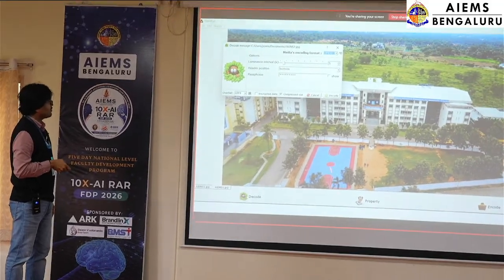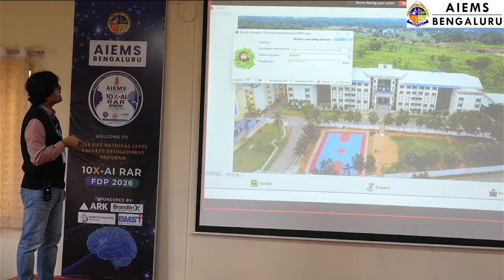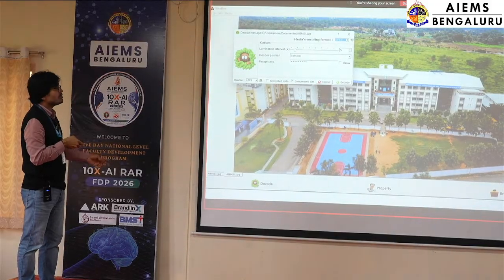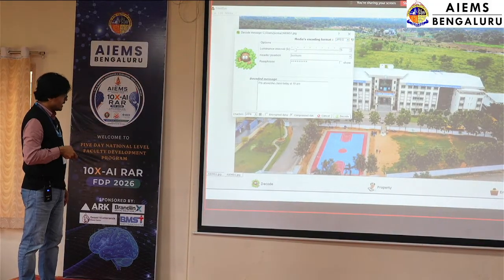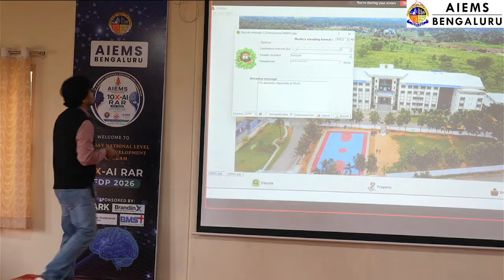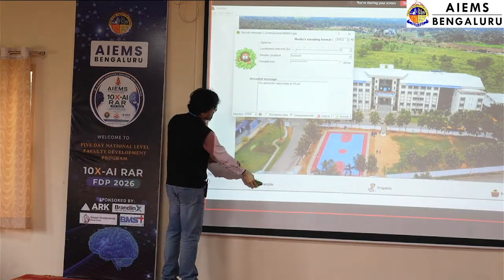Now after that, what we are trying to do, so this message, everything is saved somewhere on the desktop. Now we have to go for decode. We just have to press this decode button. Once we decode, we get it.